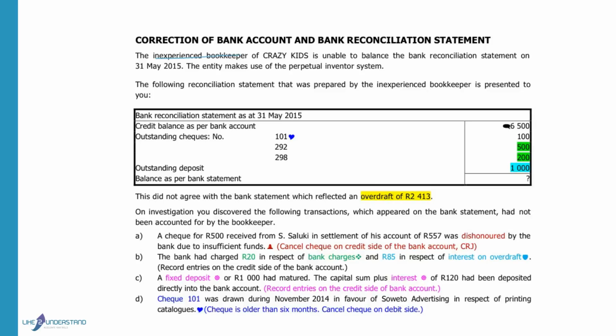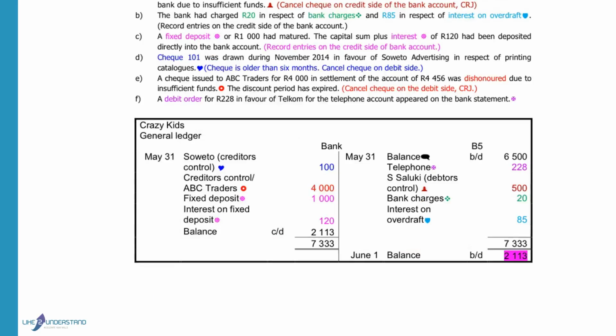So this bank balance that was given by him, 6,500, is the balance that we will start with in our bank account. It was a credit balance, so in the bank account, on the credit side, we will open the account with a balance of 6,500.